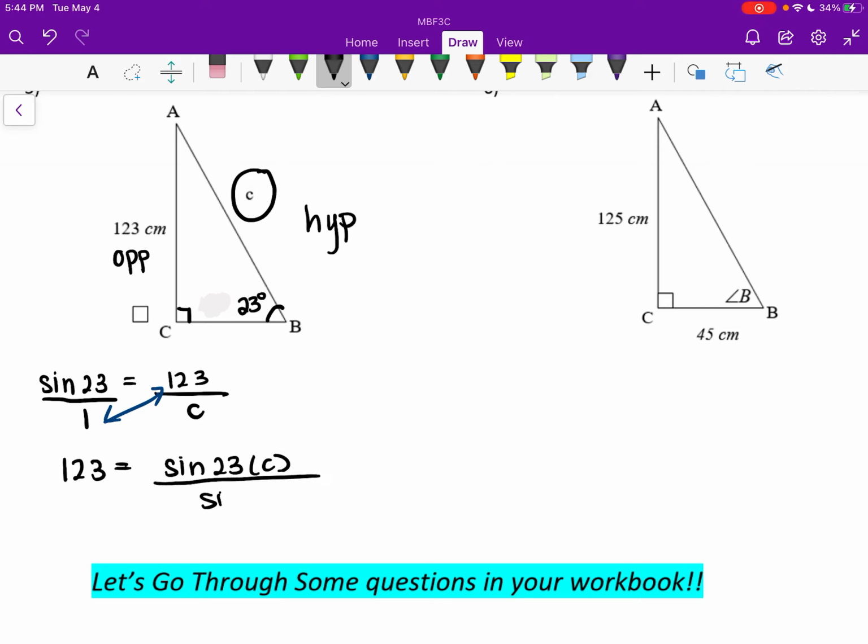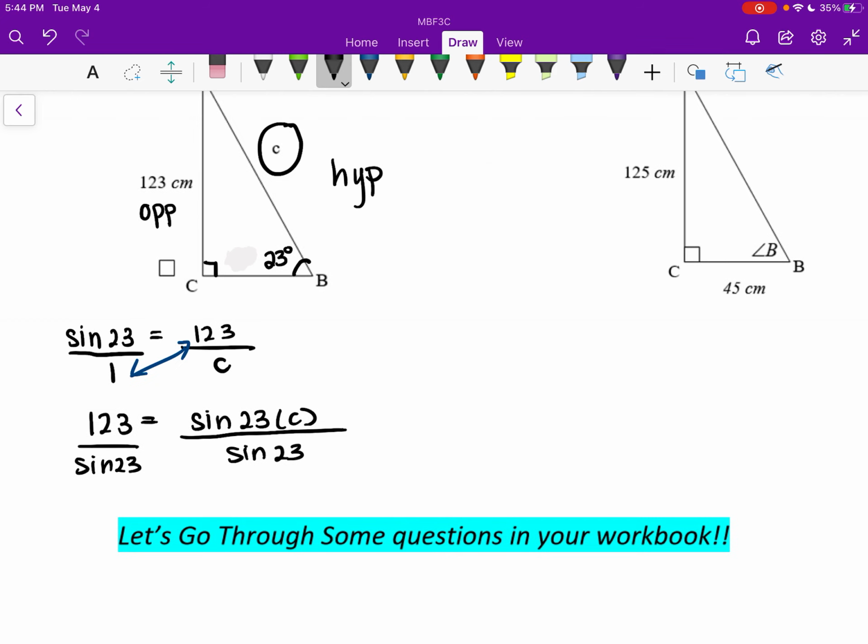Then I'm going to divide both sides by sine 23. So 123 divided by sine 23 is going to give me 314.79. So I'm going to round it up to 315, right? And that's my answer.